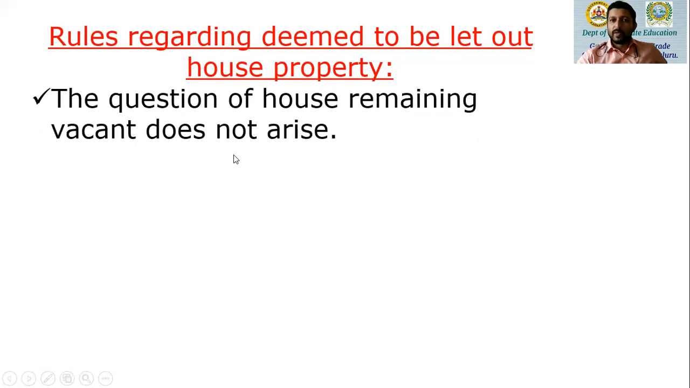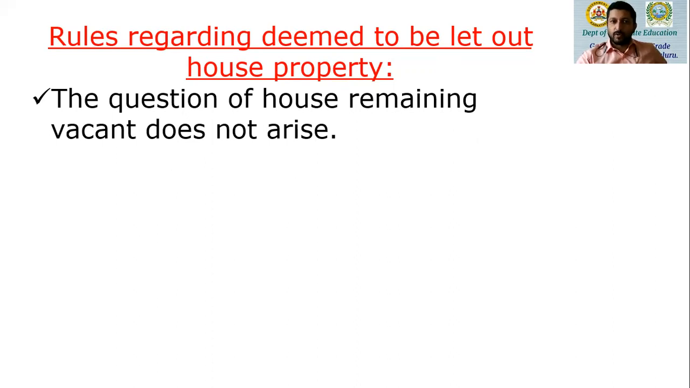The question of the house remaining vacant does not arise. So if you have three or more properties, and none of the properties you have are let out, any two houses can be treated as self-occupied, whereas the remaining houses, say the third house, fourth house, and thereafter, as many houses will be treated as deemed to be let out.